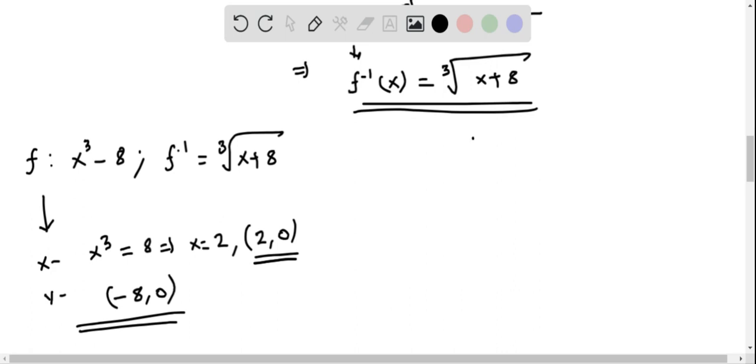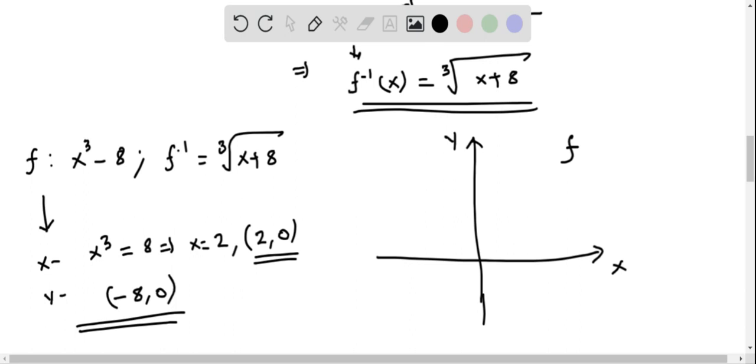We can graph it on the x and y axes. We put x here, we put y here. We are graphing the function f. The x-intercept is (2, 0), so we mark a point over here. This is (2, 0), or we can just note it down as 2. Then the y-intercept is (0, negative 8). Let's say this is negative 8. So we can connect like this. This is how it goes.